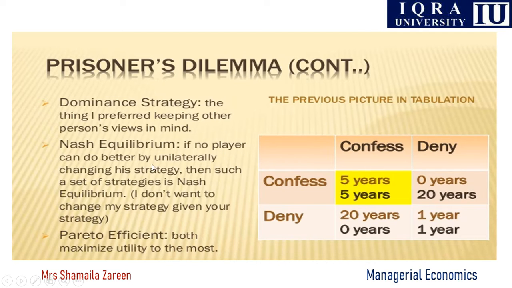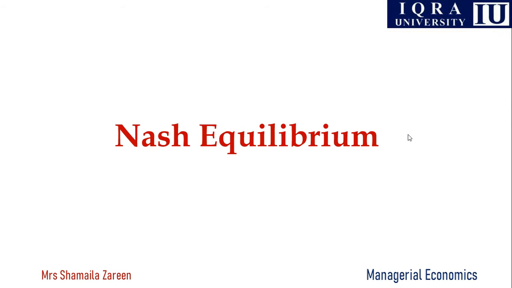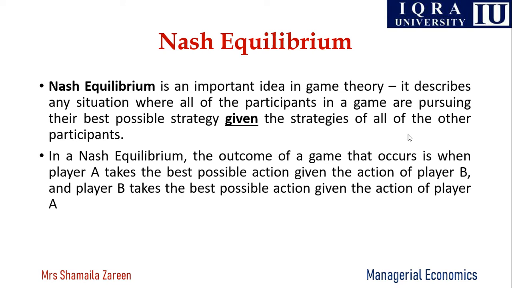If no player can do better by unilaterally changing his strategy, then such a set of strategies is a Nash equilibrium. I don't want to change my strategy given your strategy. So this was the concept of Nash equilibrium given by Nash, that player A takes the best possible action given the action of player B, and player B takes the best possible action given the action of player A.